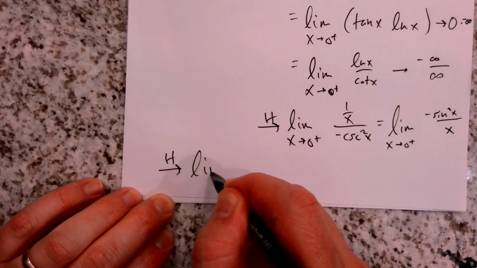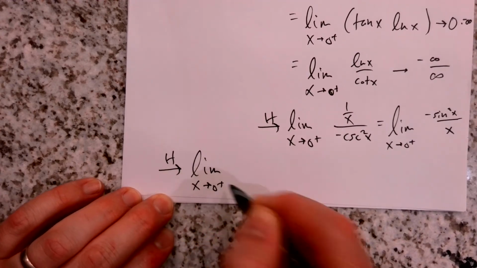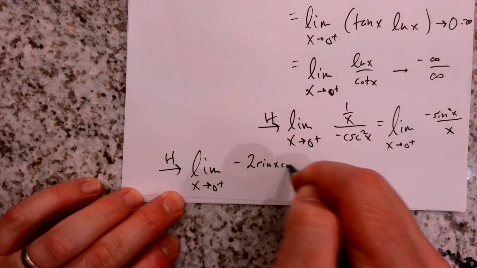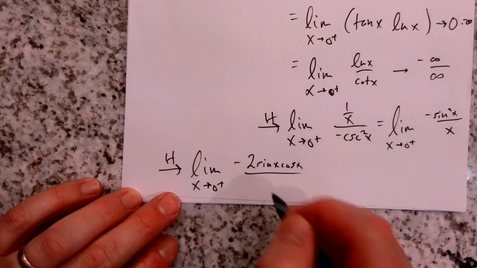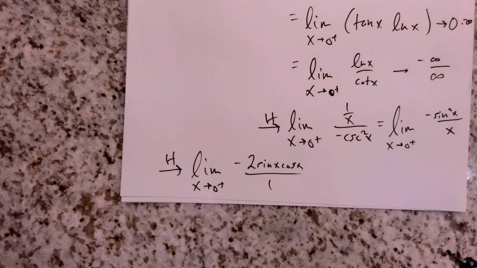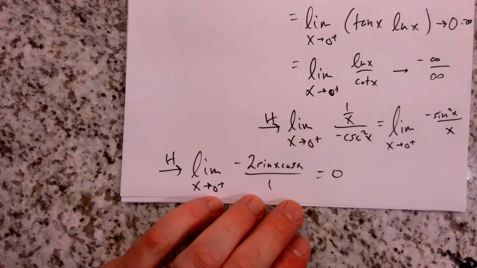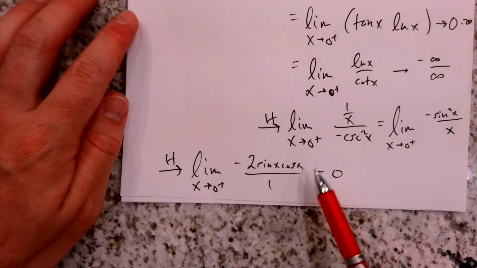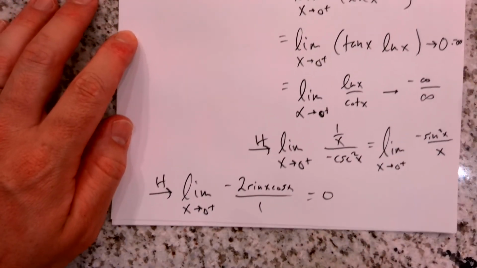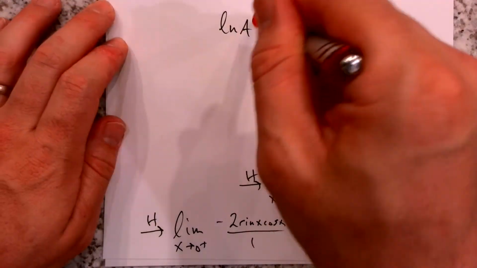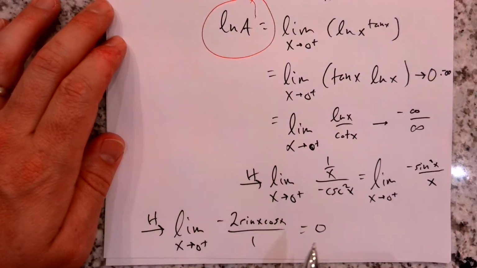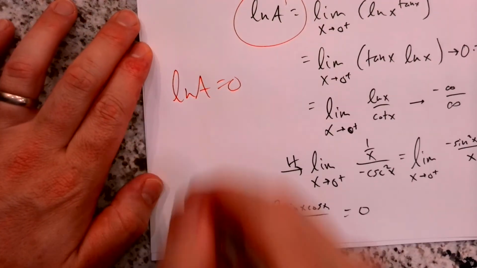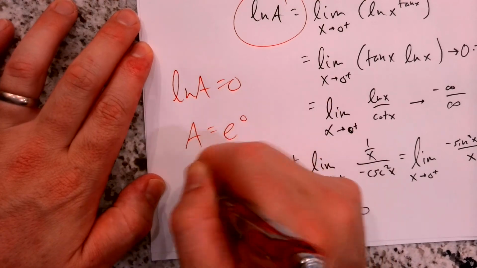Hopefully the question's almost done because I'm short on space. Negative sine squared x differentiates to negative 2 sine x cosine x. x differentiates to 1. And when you plug 0 into that expression, it gives you 0. Which is not the answer, because the start of this whole chain of equal signs was log a. So log a equals 0, where a is the answer. That means that a is e to the 0th, a is 1.